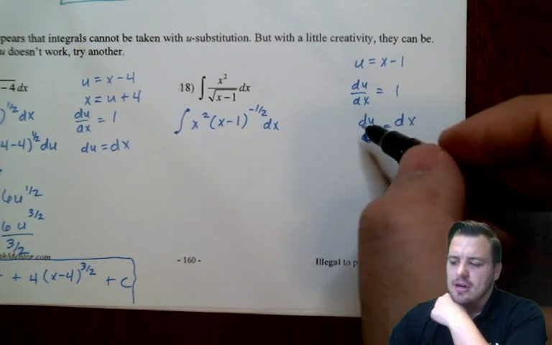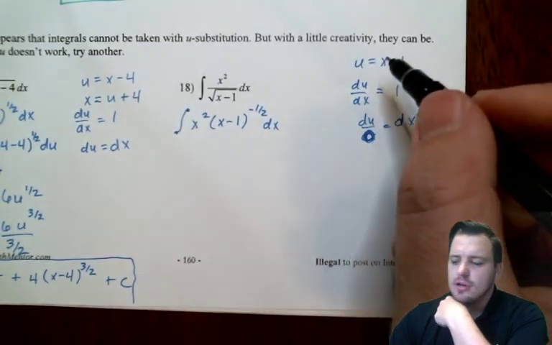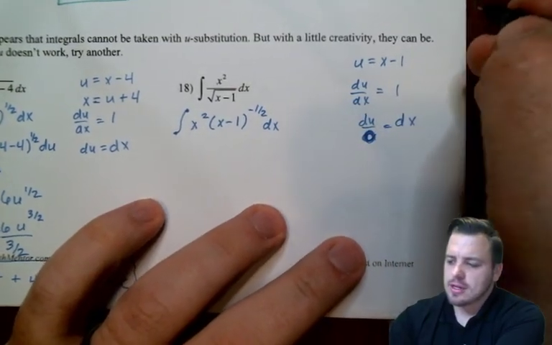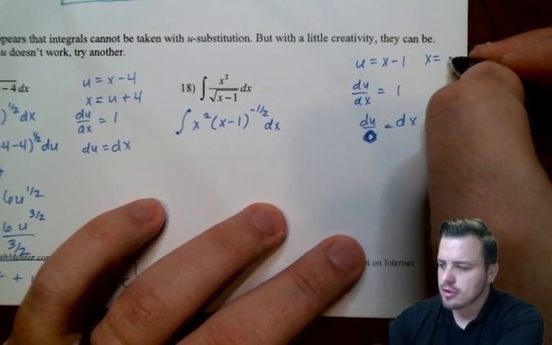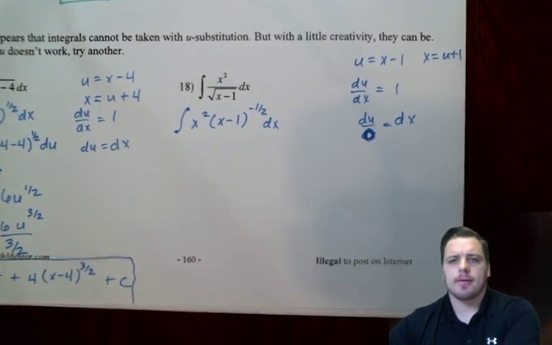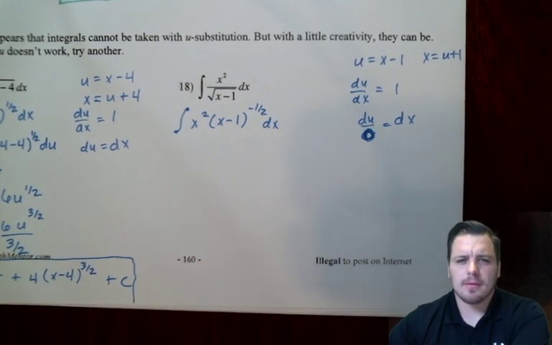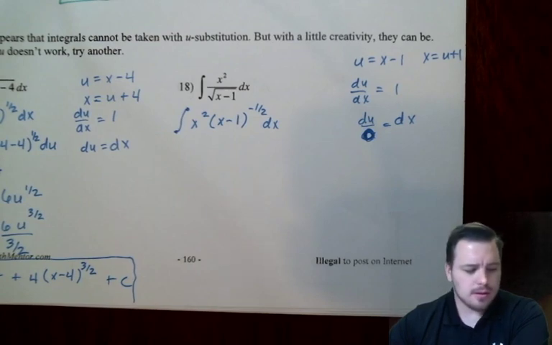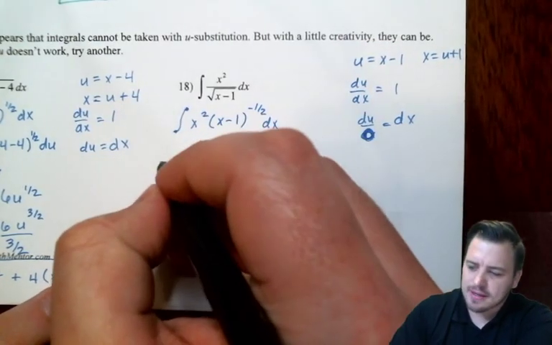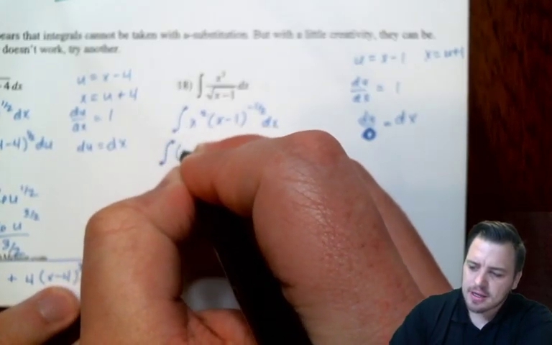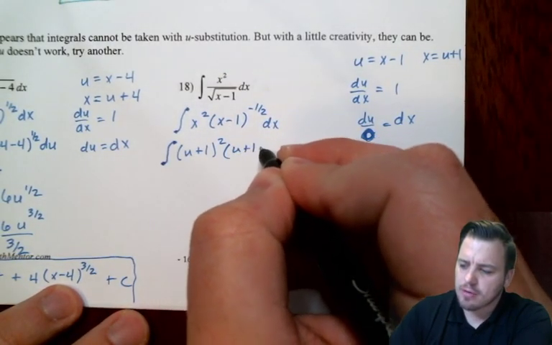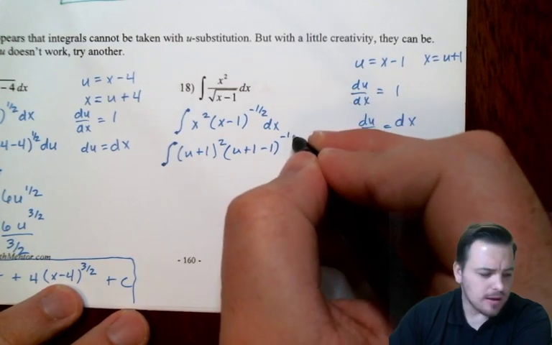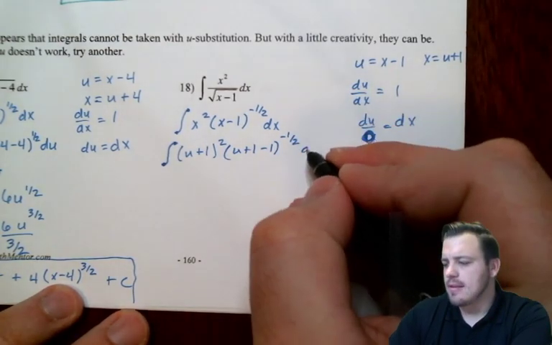So in that case, I know that I can replace this dx with du and plug in whatever x is equal to. So x would be equal to 1 plus u, or u plus 1. All right. So here's how that would then work. Then substitute u plus 1 for all your x's. U plus 1 squared times u plus 1 minus 1 to the negative 1/2. And then that is equal to du.